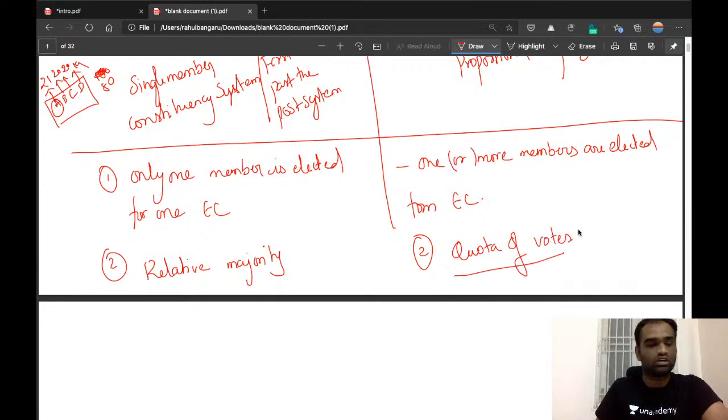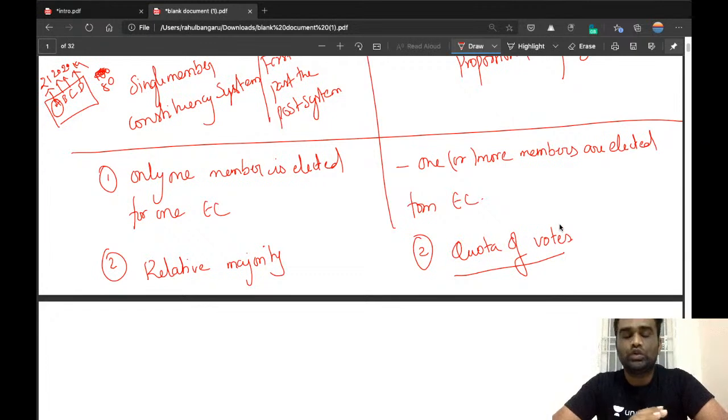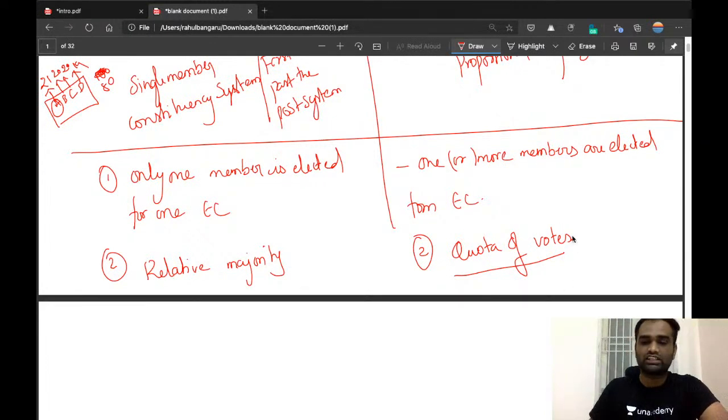Now, this quota of votes, okay, in Lakshmikant's book and all, in proportional representation system, they will say that absolute majority is required to win. It is completely wrong. Quota of votes is required to win elections via proportional representation system. I'll explain later on what this quota of votes is.